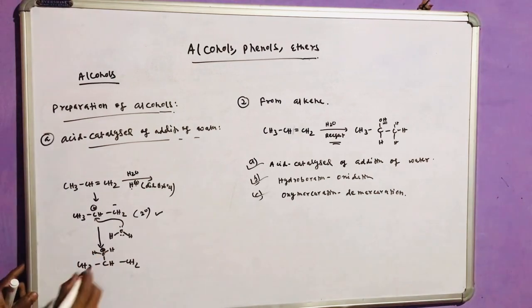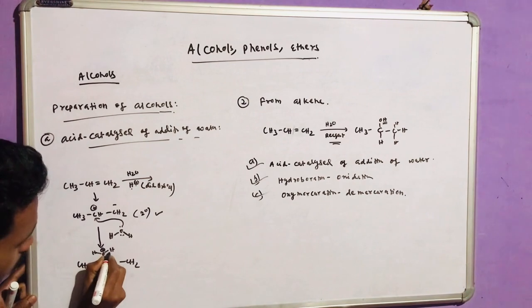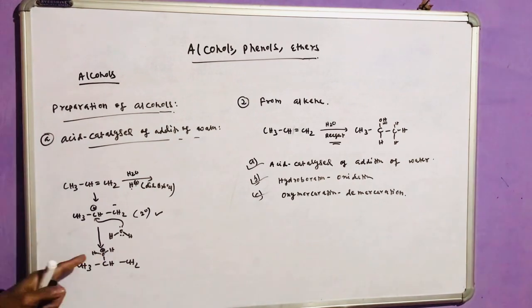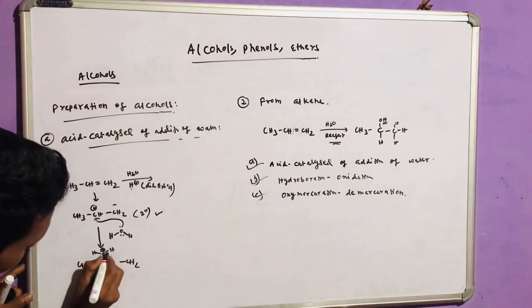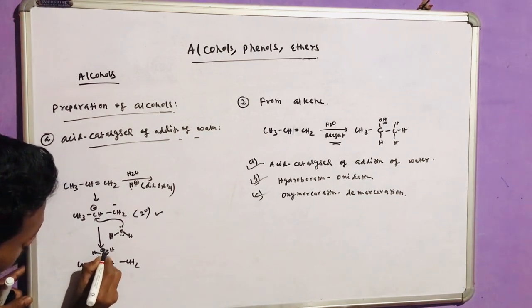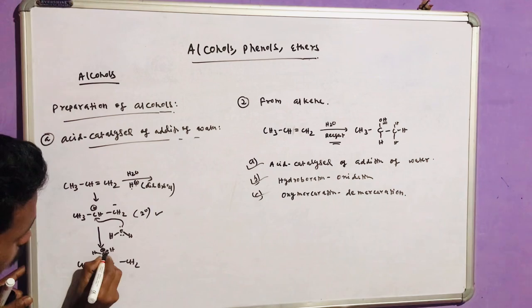And then what happened? Since oxygen is an electronegative atom, if the positive charge comes to the oxygen, then this is highly unstable. So this will attract the electrons from this oxygen-hydrogen bond towards itself.